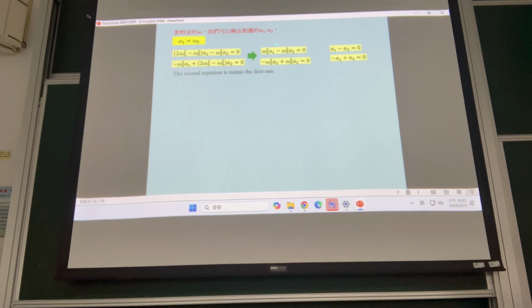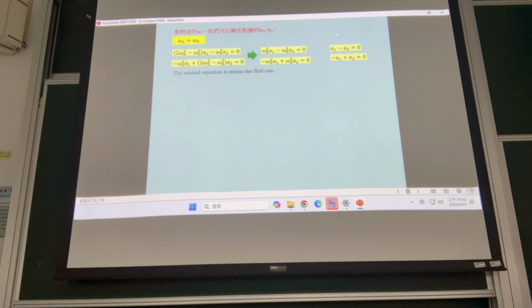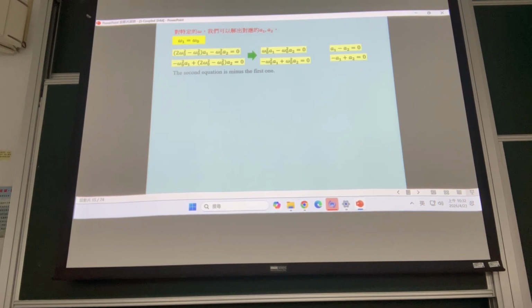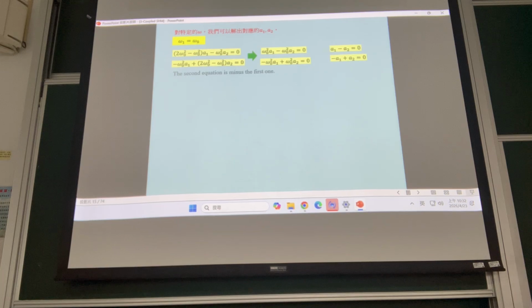So omega 0 is a non-zero number, so it can be cancelled out. So the first equation becomes A1 minus A2 equal to 0. How about the second? The second one, minus A1 plus A2 equal to 0. Of course, they are the same. Or better, the second equation is minus the first one.